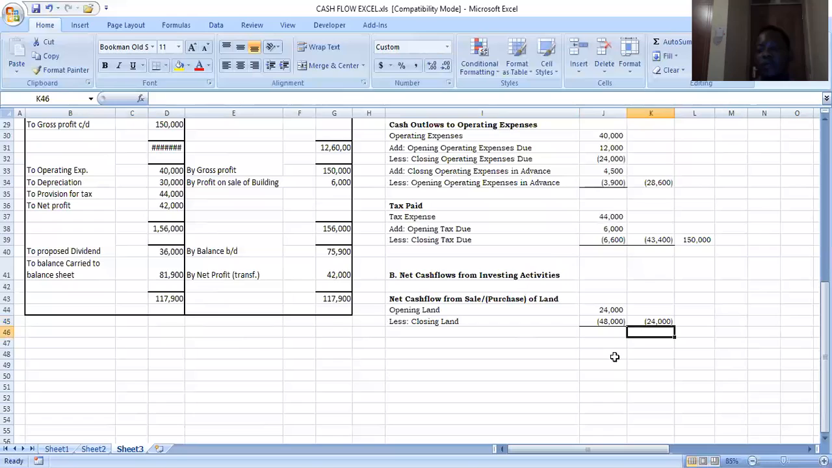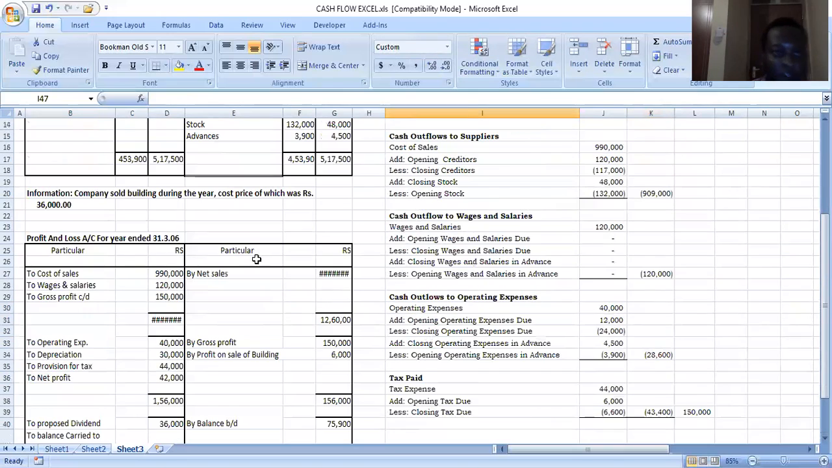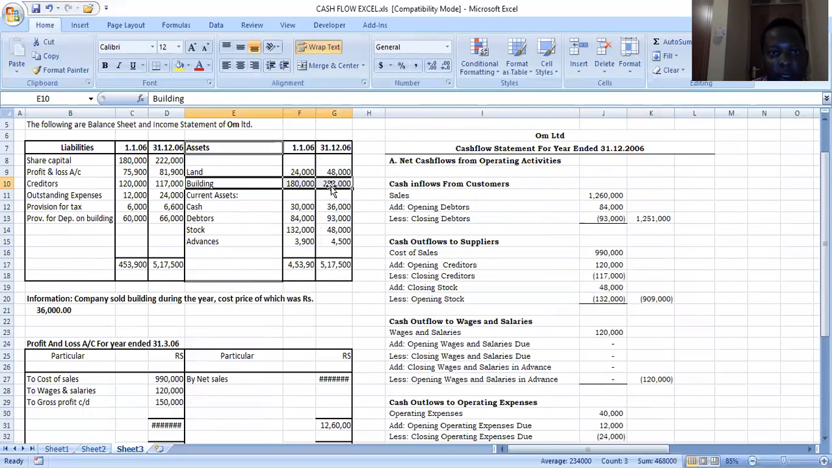So land increased by 24,000 shillings, which in this case, we are sure is by buying the land, which is a cash outflow. And then we have our buildings. Buildings have also increased in value from 180 to 288, but we have some other complicating information.